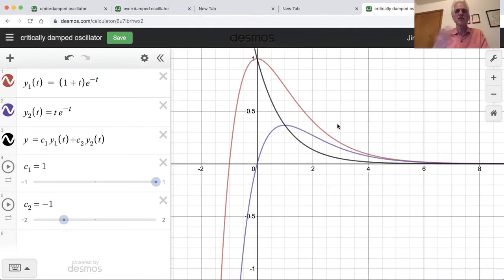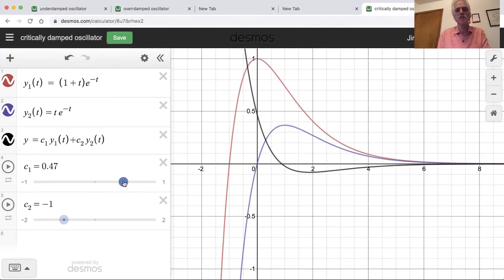In fact, this is the only solution, this or multiples of it, that never touches the t-axis, right? Most solutions touch the t-axis in one place, like here, or in general, right, this. Okay, let's get rid of these so we can see it.